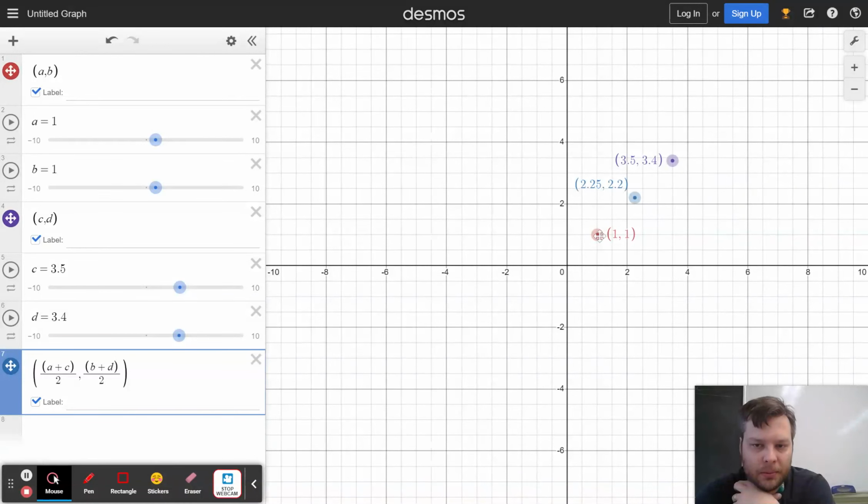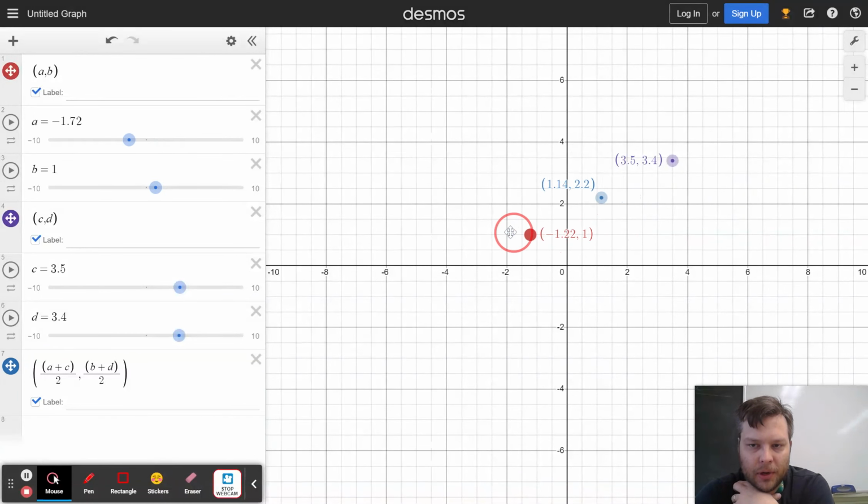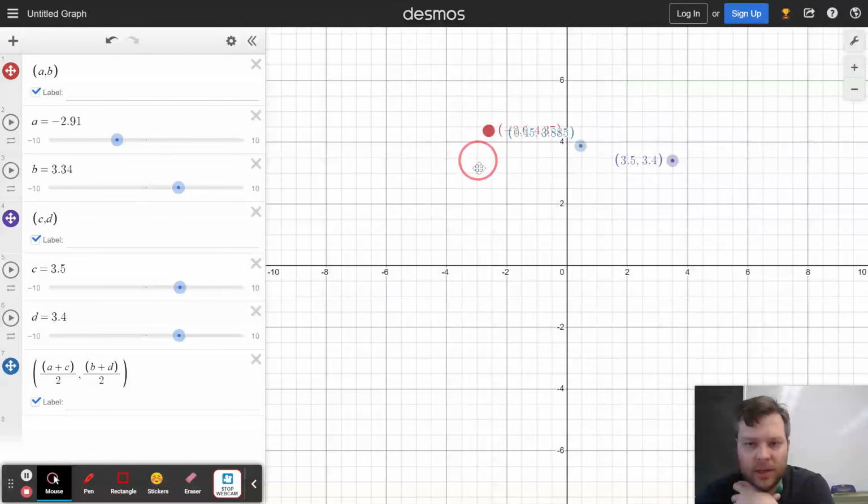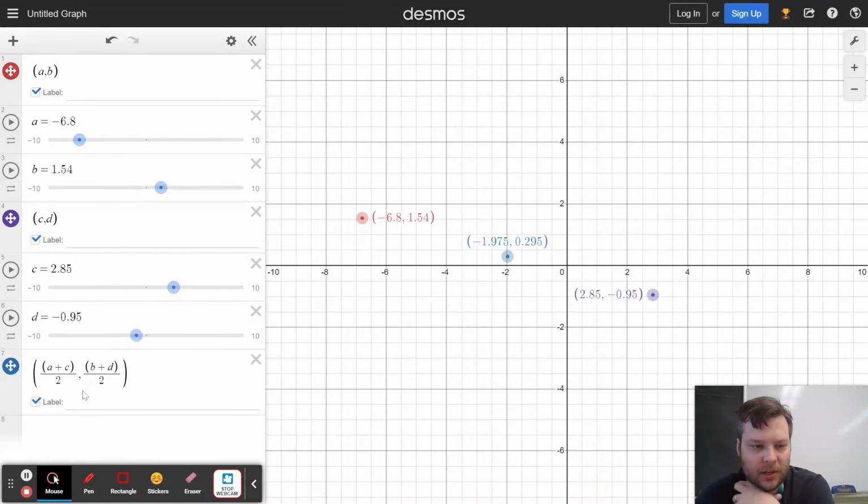CD. So that's the red point here and the purple point. And as I slide the red and the purple point around, I've programmed it so that the blue point is exactly in the midpoint. And the way I did that is just by using our midpoint formula. You add the two x values and divide by 2, so a plus c, and you add the two y values and divide by 2.